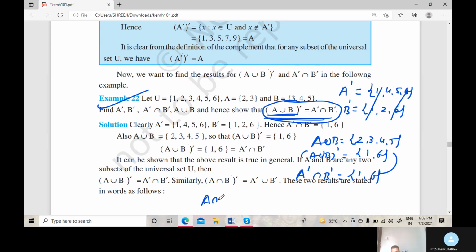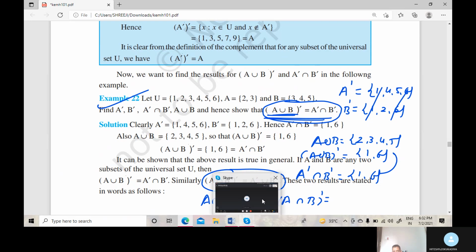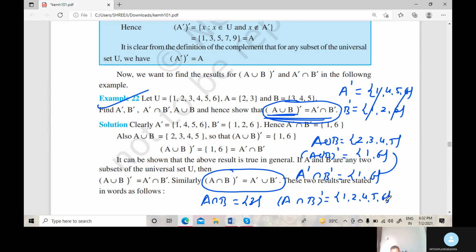Second law also, let us verify. First we look at the second law of De Morgan's. First we find A intersect B, students. Which elements are common? 3 is common. Now the complement of A intersect B. 3 cancels in the universal set, so 1, 2, 4, 5 and 6. Right? A intersect B complement is the LHS.